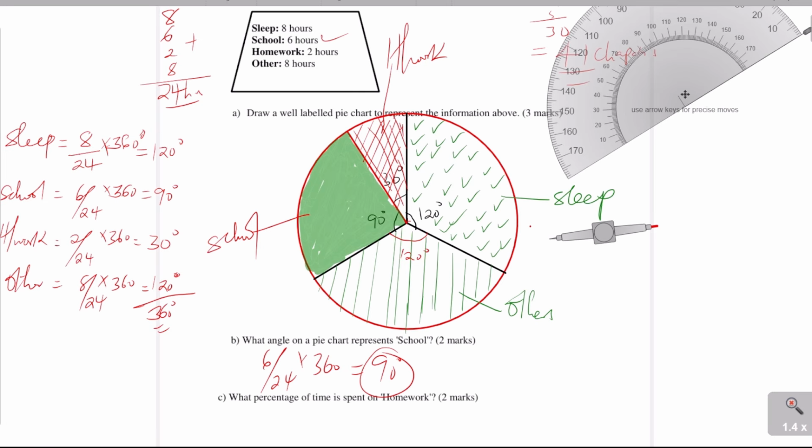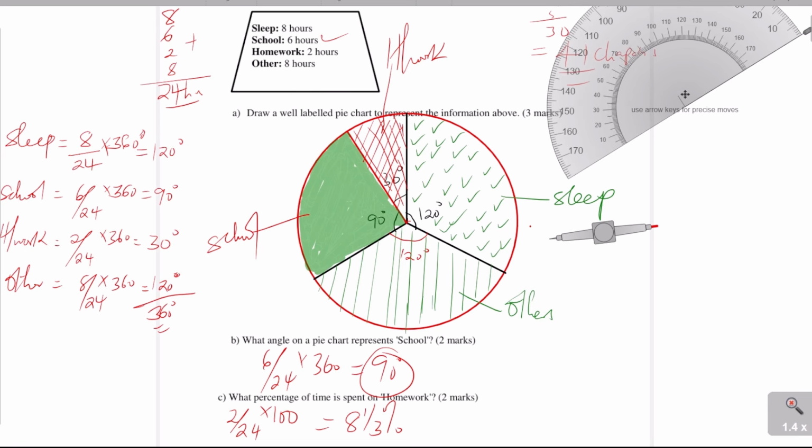There's another method where you convert first to percentage, then from percentage again you convert to degrees, which is a lot of work for that. 2 marks. So the other one is what percentage of time is spent on homework? Now when you're getting percentage, know that you're going to multiply, for homework, 2 hours over the total 24. Now don't multiply by 360, just multiply by 100%. And when you multiply this, it gives 8 1/3% or 8.3.